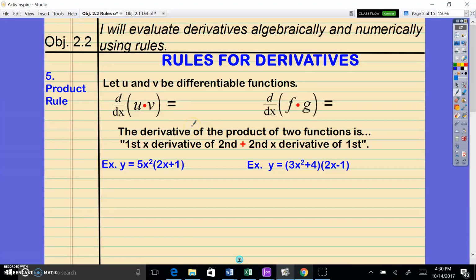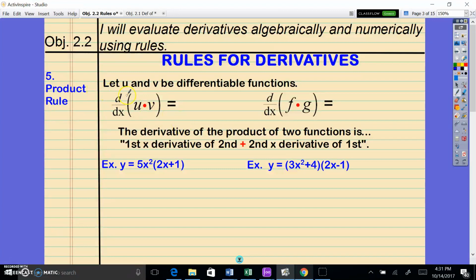The last two rules that we are going to learn are the product rule and the quotient rule. These are not difficult rules, but you will have to memorize them, and they're a little bit more intense than the power rule and the other basic rules we learned in the previous videos.